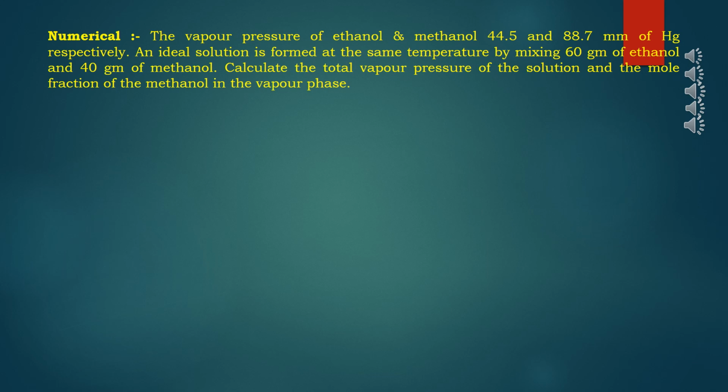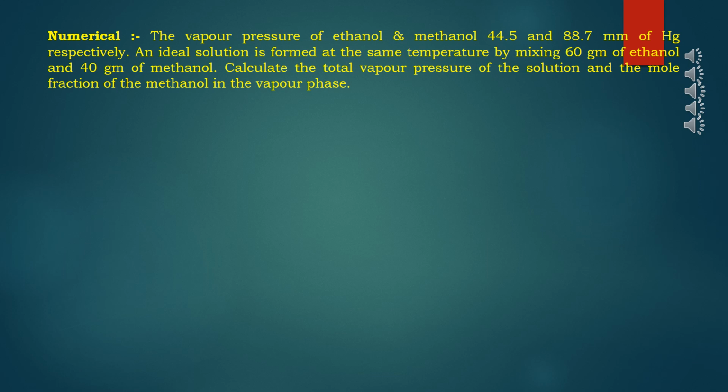So from the statement, it is clear that the solution is formed by two components, that is ethanol and methanol. Both are volatile. They can go into the vapor phase. So let's try some back calculations. To calculate the total vapor pressure we have to find out the pressure of the two components, because the total vapor pressure P is equal to pressure of ethanol plus the pressure of methanol. So how can we find out the pressure of ethanol?